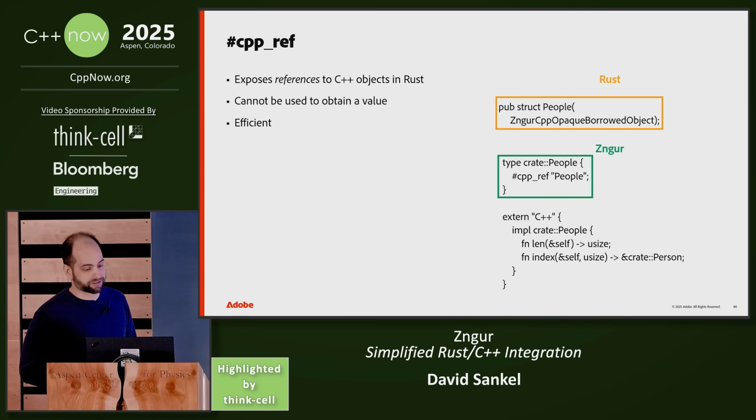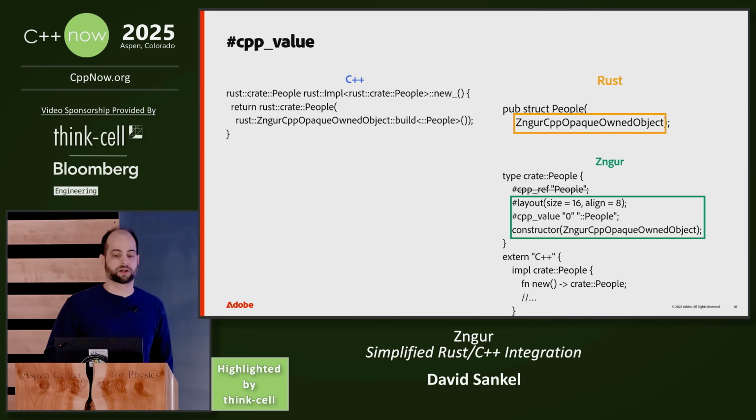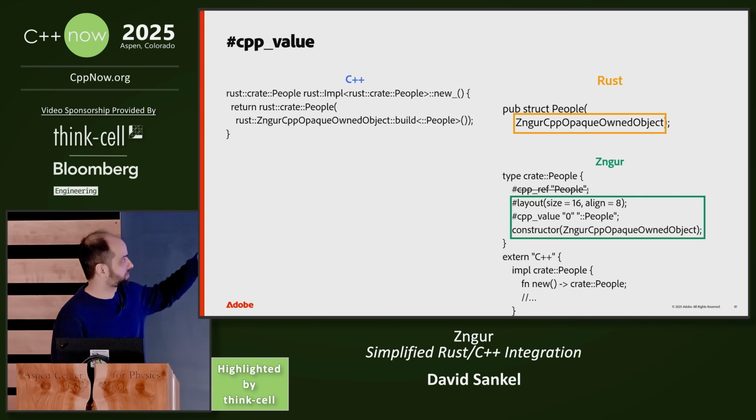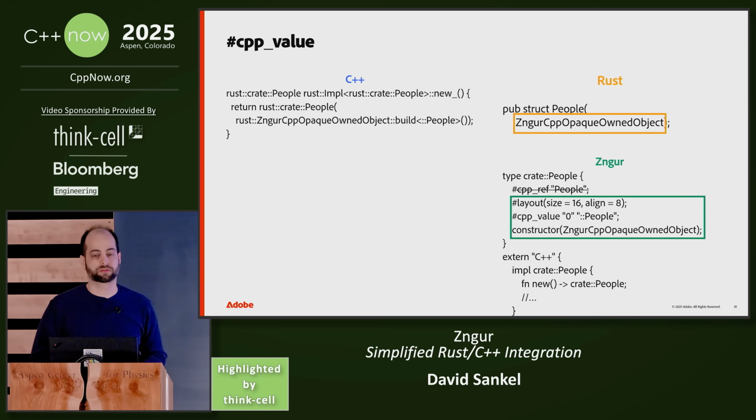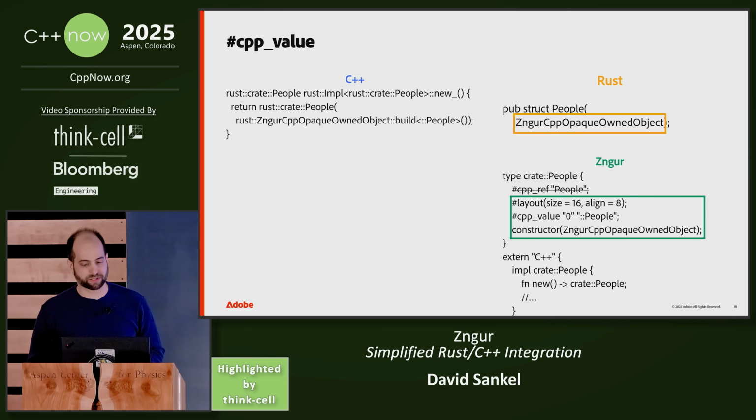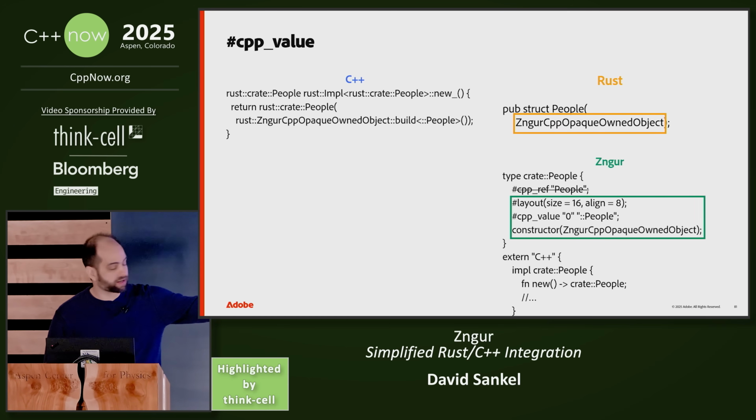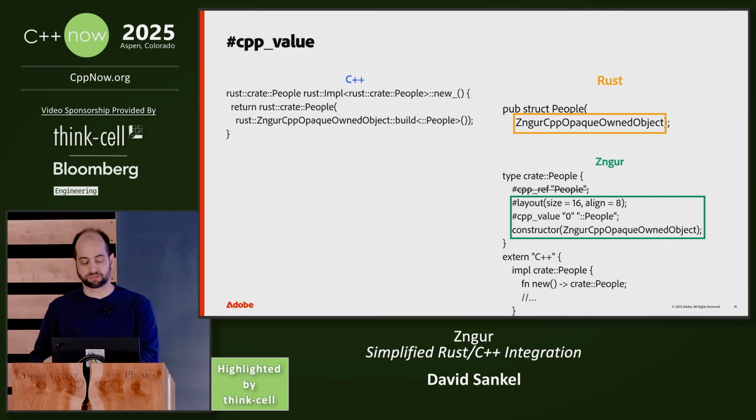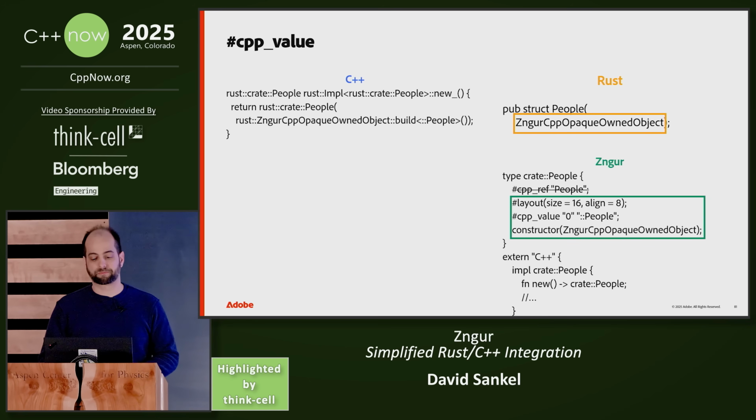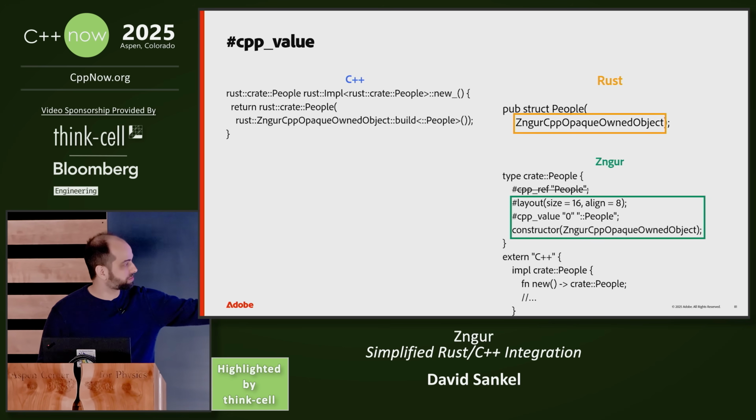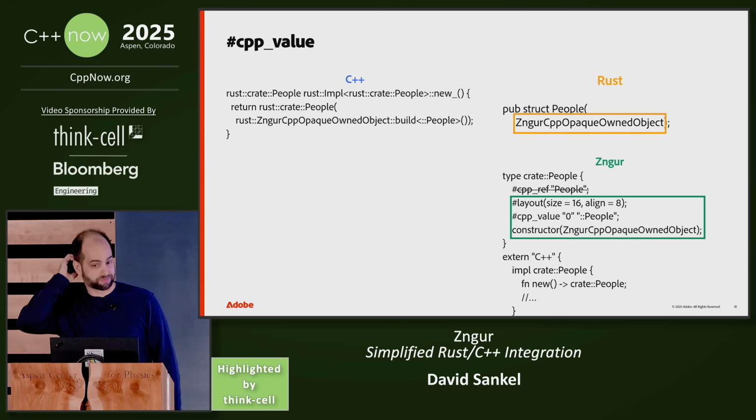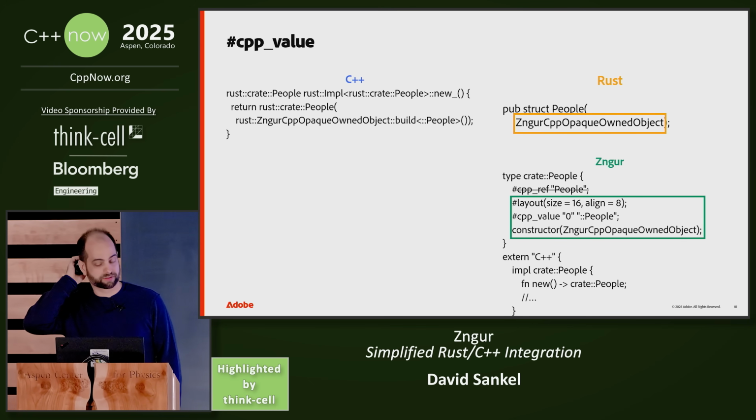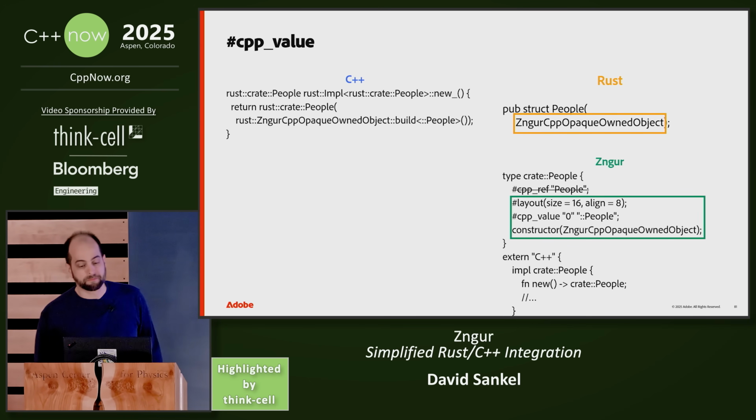Okay, the other alternative is to use the directive CPP value. And so we see some of the changes over here. On the right-hand side, you see Zngur, instead of saying CPP ref, you actually have to provide a layout for this because you're going to actually have objects of this type in Rust. We're saying CPP value of people. I'm not really sure what the 0 is there for. It's needed, but I don't understand its motivation.